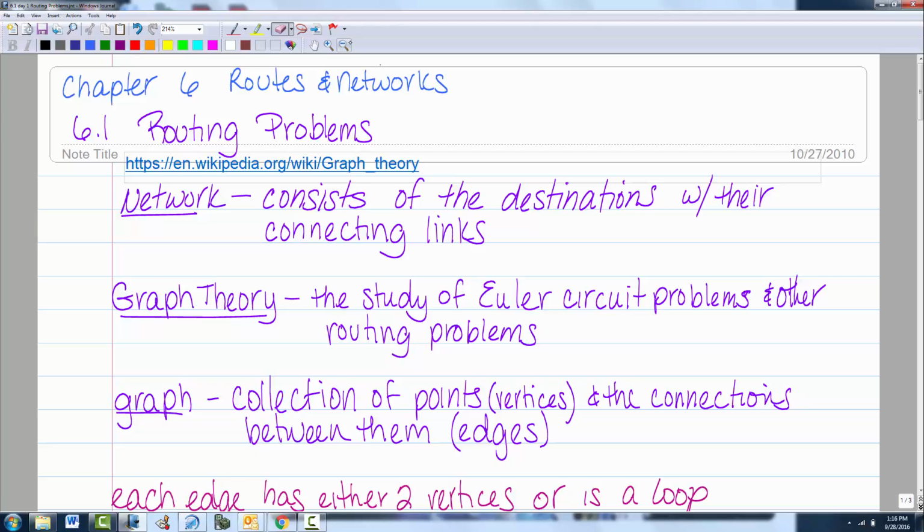All right. So routing problems, not issues. Routing examples, I guess, would be a better way of saying this. We have a network here, Lockport network. You're connected to that network. It consists of destinations with their connecting links. So I don't have to read these. You could write these.